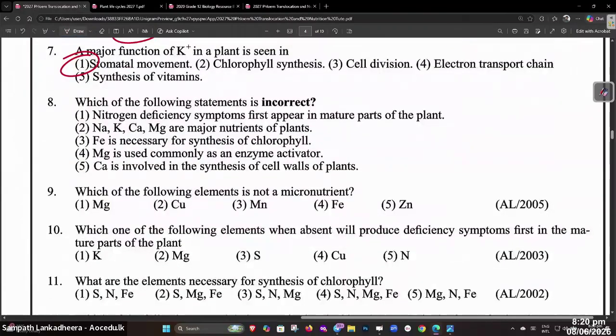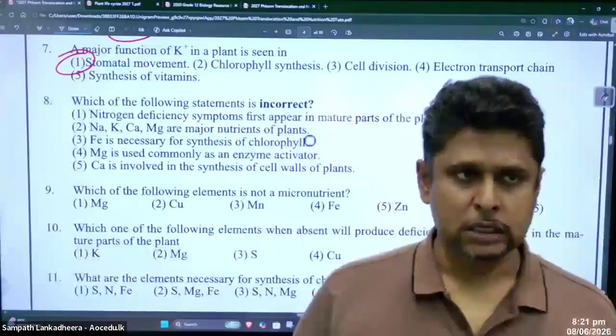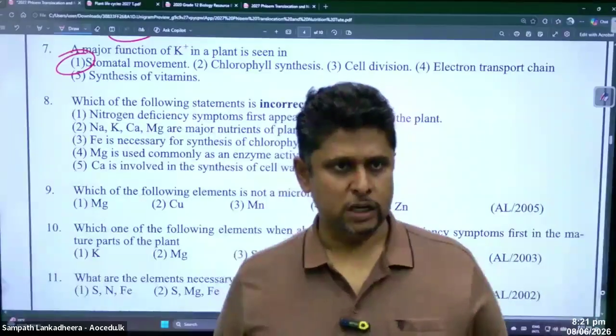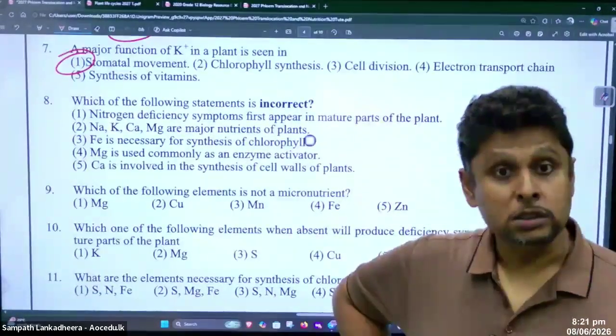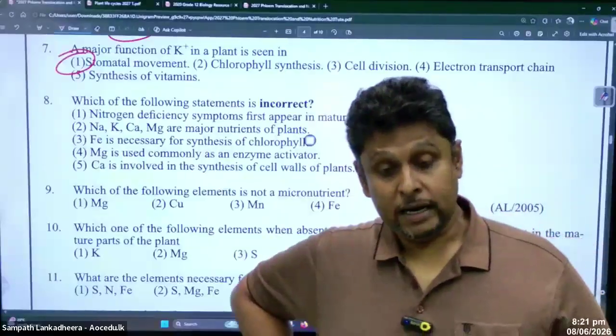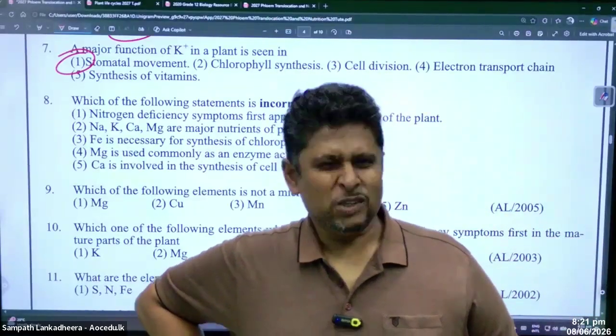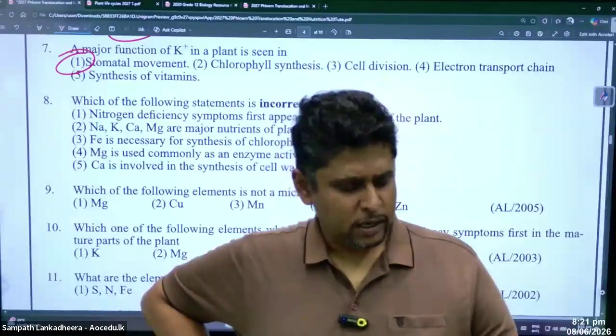Question number 8. Which of the following statements is incorrect? Nitrogen deficiency symptoms first appear in mature plant parts. Nitrogen, mature or not? Where do nitrogen deficiencies appear? Mature, neither. Correct, neither. Nitrogen mature is okay.